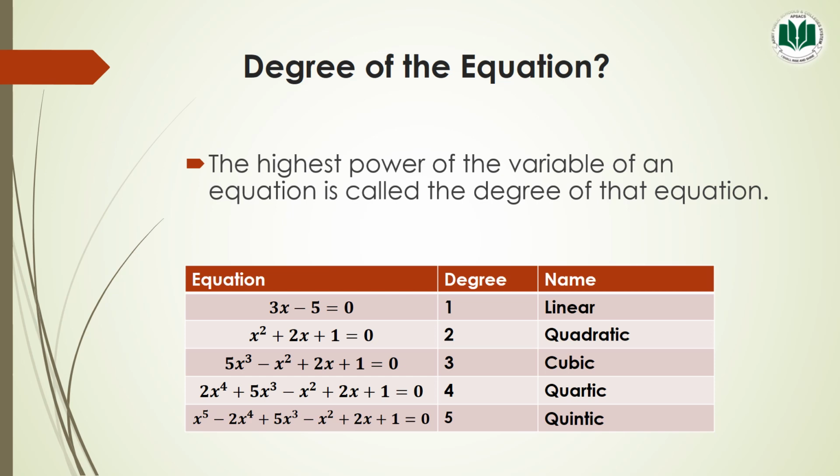Now for the second equation, you can see that highest power of the variable is 2. So what will be degree of this equation? 2. And equations with second degree are known as quadratic equations. Similarly, equations with third degree are known as cubic equations, and equations with degree 4 are called quartic equations, and equations of degree 5 are called quintic equations. But our topic is quadratic equations.